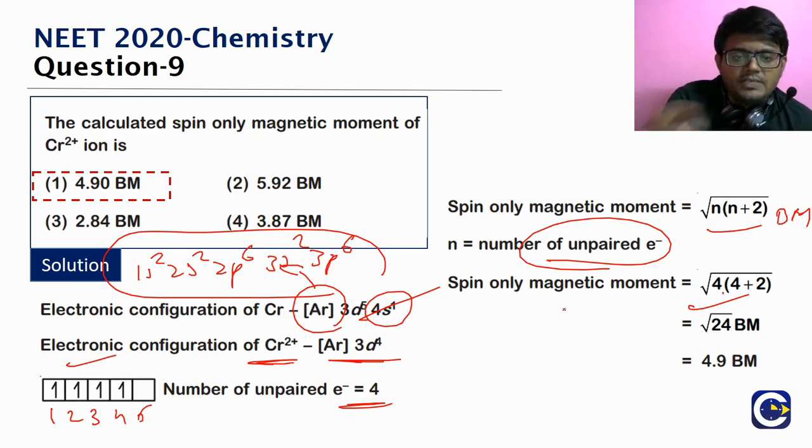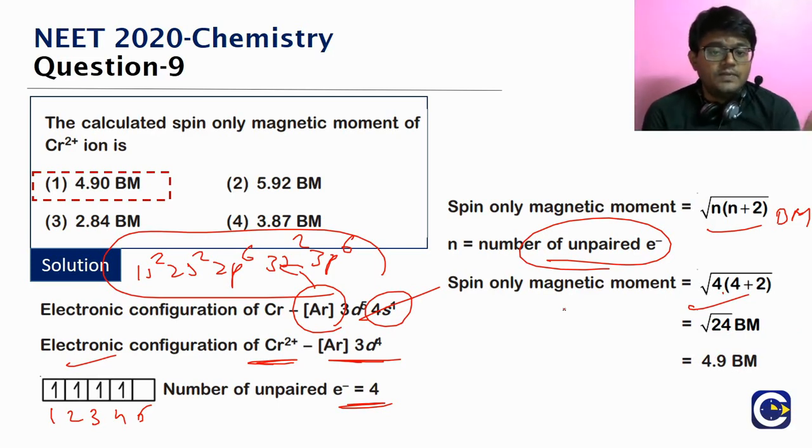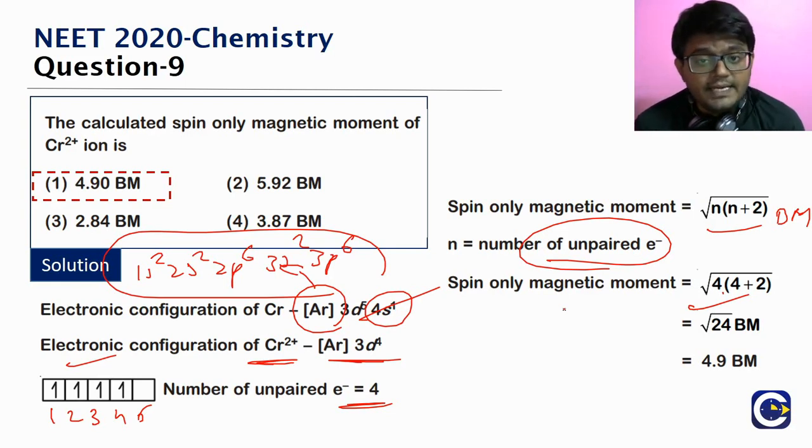Because if you see the other options, they are not close by. Sometimes when we have questions like this, we do get this consideration. The options will not be given pretty close by, so that we will be able to appropriately choose. Because root 25 is 5, root 24 means a little bit less than 5. So it cannot be 5.92, it cannot be 2.84, not that much less. It cannot be even 3.87.